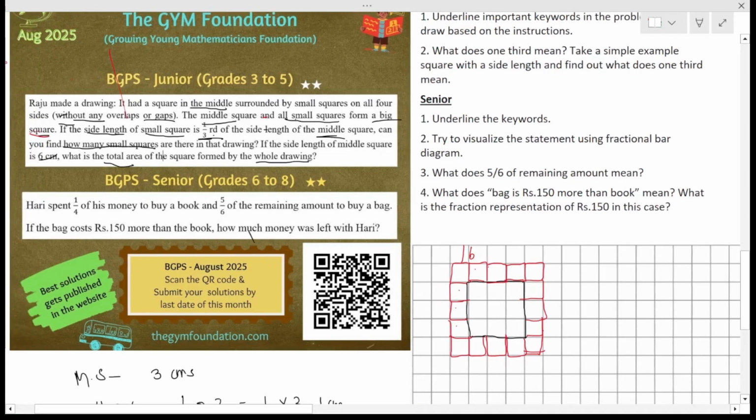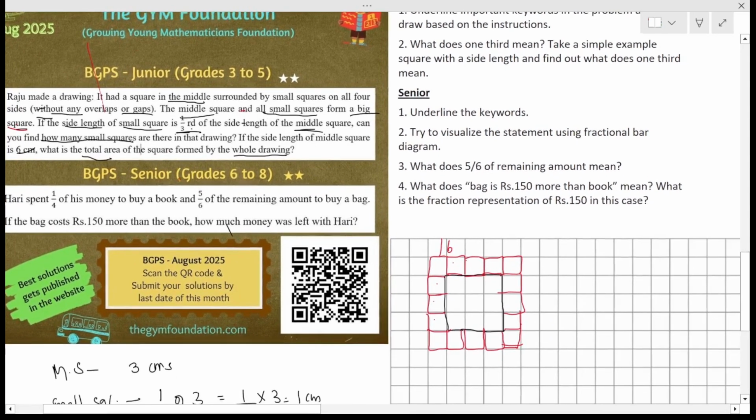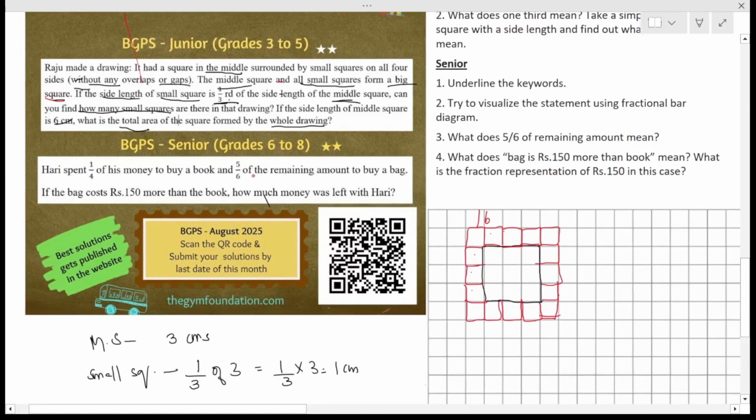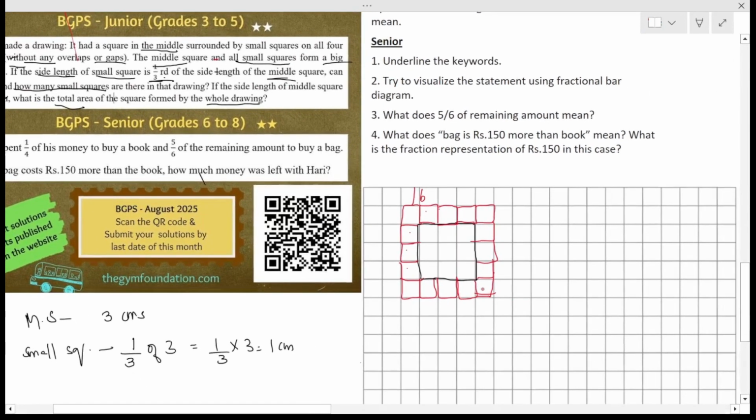Additionally, it is also asking about the side. In this case, I have taken the side length of the middle square as 3 centimeters, right? But in this question, it's been told that the side length of the middle square is not 3 centimeters, but 6 centimeters. So now you have got an understanding.